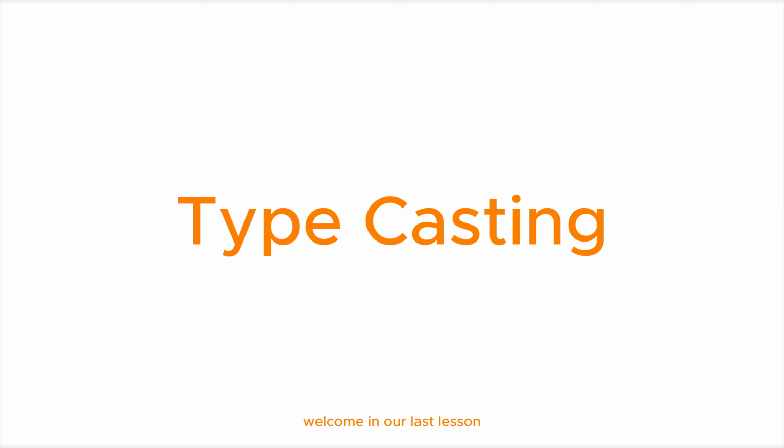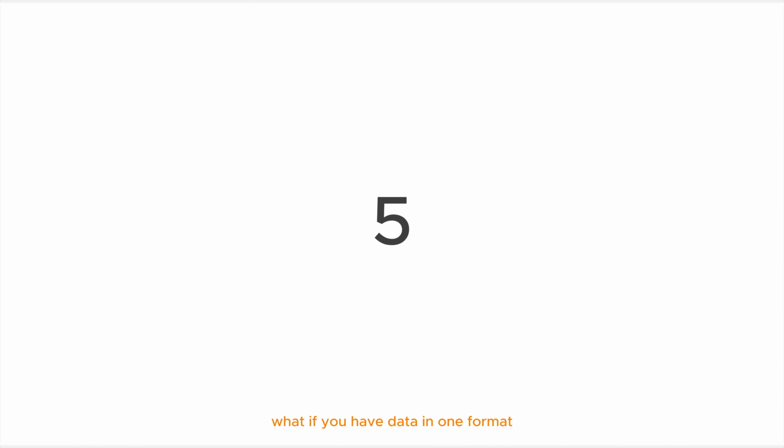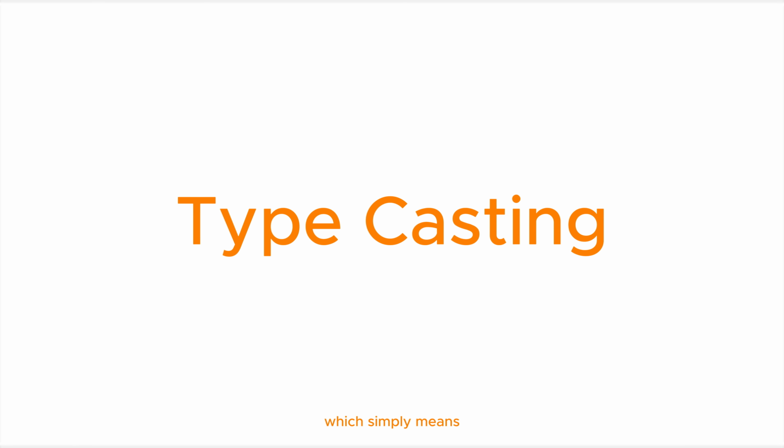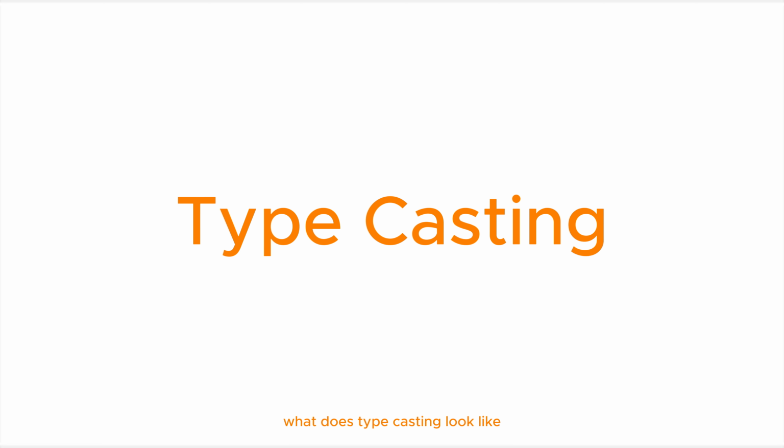Welcome. In our last lesson, we learned that Python has different data types, but this leads to a critical question. What if you have data in one format, but we need it in another? This process is called typecasting, which simply means converting a value from one data type to another. What does typecasting look like? Before we dive into the why, let's look at a few quick practical examples of what this conversion looks like.